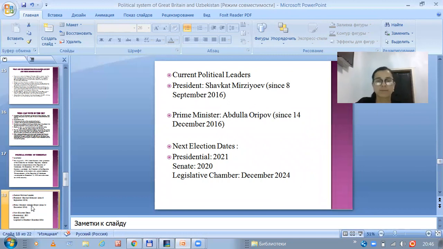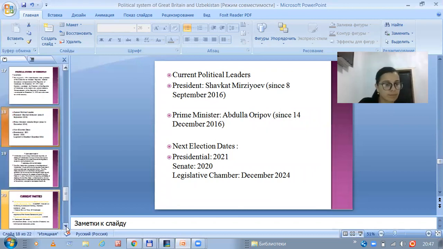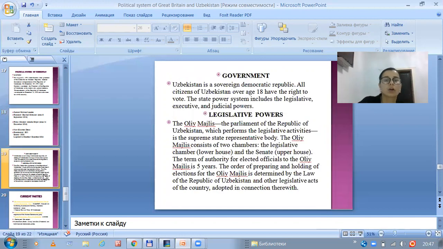Next election dates: for the presidential election 2021, for the Senate 2020, for the Legislative Chamber December 2024. Government. Uzbekistan is a sovereign democratic republic. All citizens of Uzbekistan aged 18 have the right to vote. The state power system includes the legislative, executive, and judicial powers.